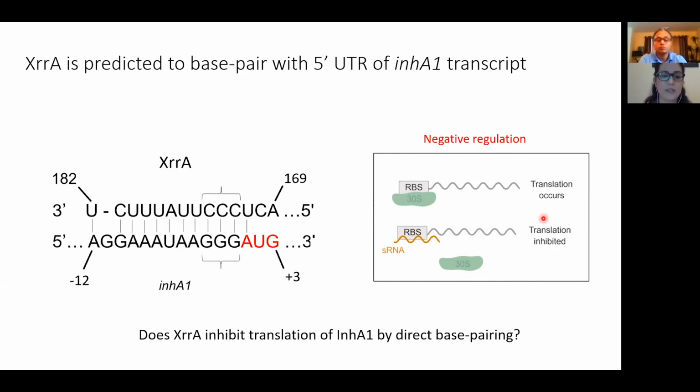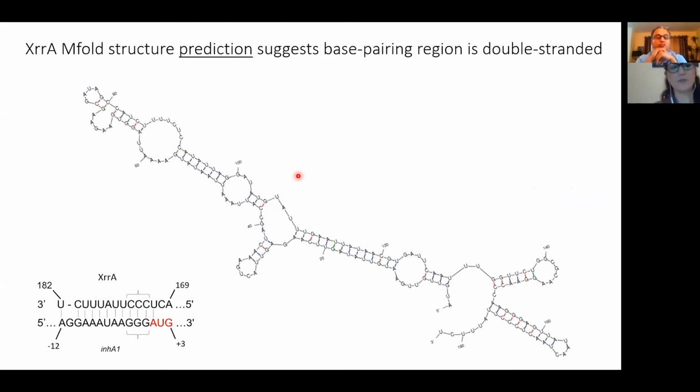So I asked the question, does SIR-A inhibit translation of INHA1 by direct base pairing? One of the first things I did was look at this region of SIR-A more carefully to see whether it would in fact be available for base pairing. If you take the sequence of SIR-A and put it through some kind of structure modeling prediction software such as mFold, you can obtain a predicted structure that looks like this, showing a high degree of base pairing and secondary structure.